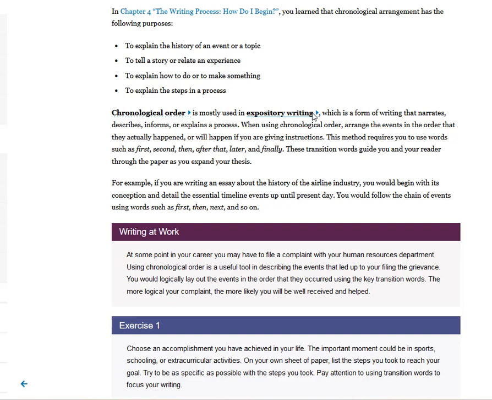When using chronological order, arrange the events in the order that they actually happen, or will happen if you are giving instructions. This method requires you to use words such as first, second, then, after that, later, and finally. These transition words guide you and your reader through the paper as you expand your thesis.